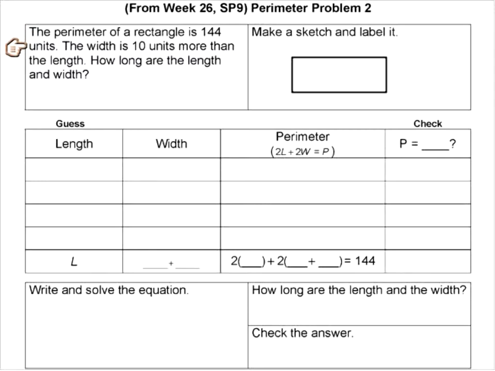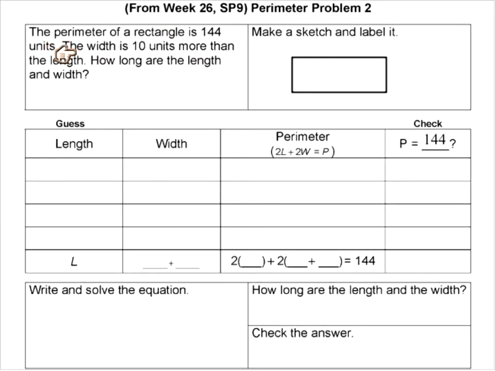By the way, what do we know about the measures of the sides opposite each other in a rectangle? Go ahead and type your answer in the chat box. The question again is, what do we know about the measures of the sides opposite each other in a rectangle? Yeah, you're correct. So when we are labeling this, whatever the measure is on one side, the opposite side has to be the same, and the same thing goes for the other pair of opposite sides.